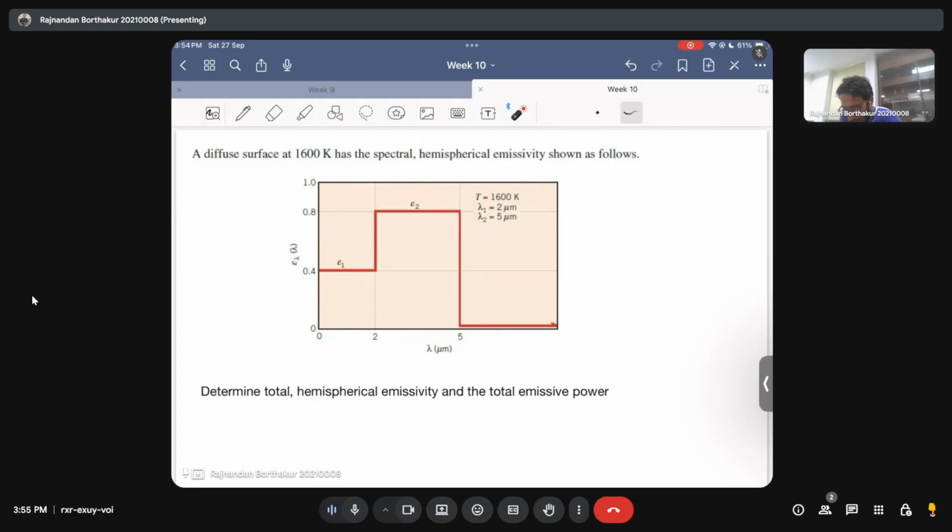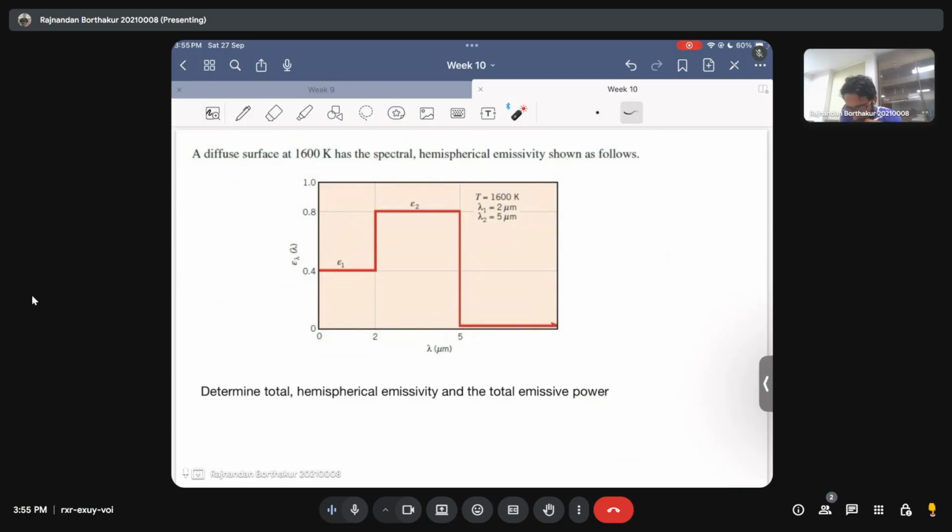Okay, from this band of wavelength, let's say from 0 up to infinity, you can consider here. And given this, what you need to do is define the total hemispherical emissivity and the emissive power. So that's the question that they're asking.